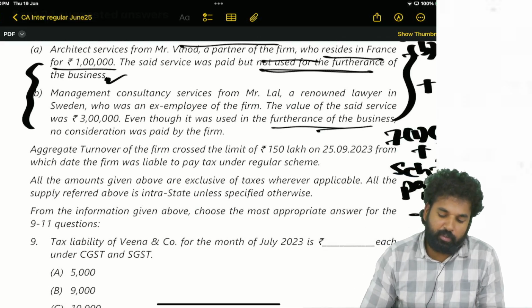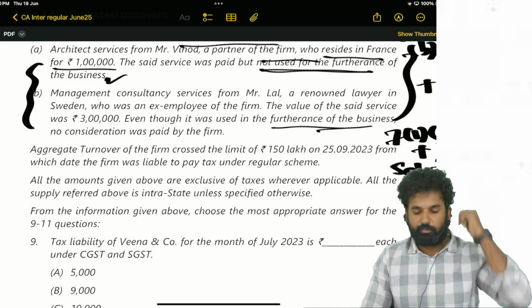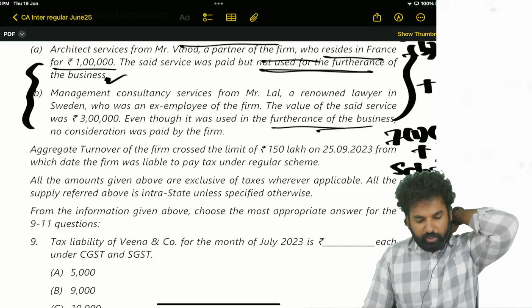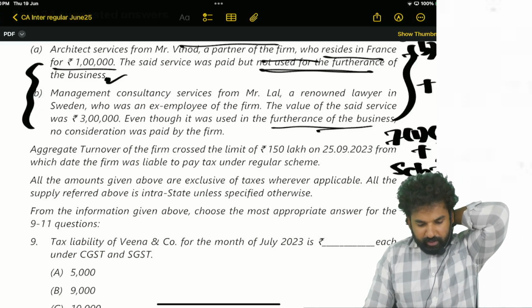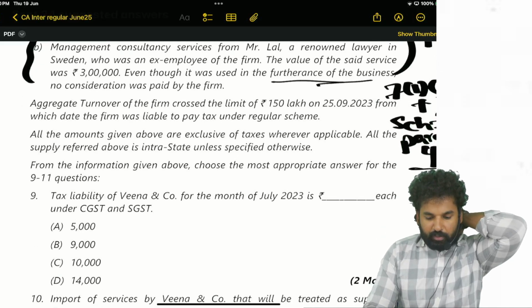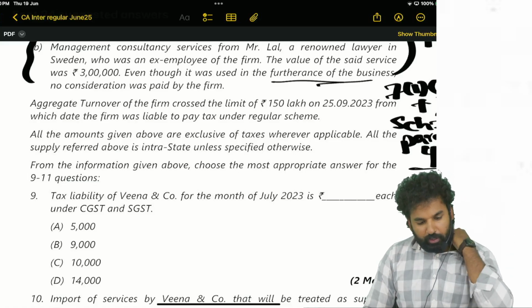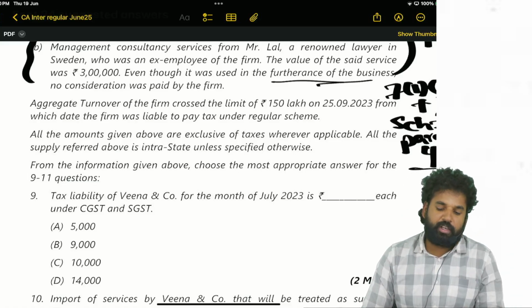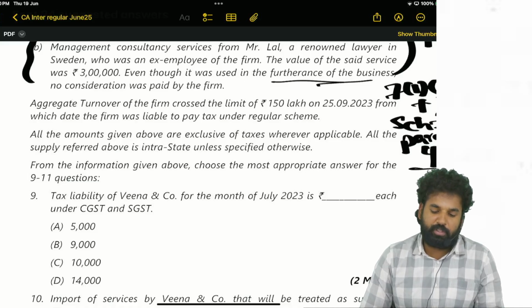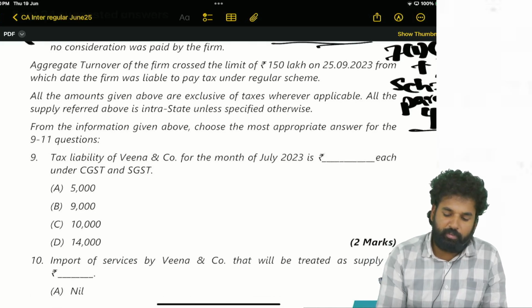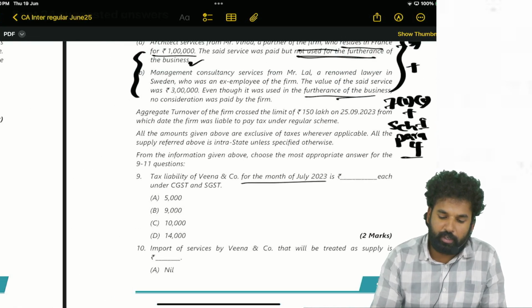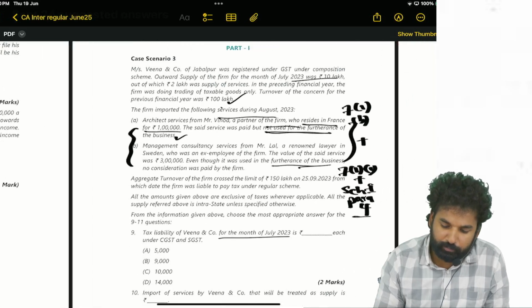Aggregate turnover of the firm crossed the limit of 150 lakhs on 25/9/23, from which date the firm was liable to pay tax under the regular scheme. All the amounts given are exclusive of taxes wherever applicable. All the supply referred above is intrastate. From the information given above, choose the most appropriate answer. Tax liability of Veena for the month of July.